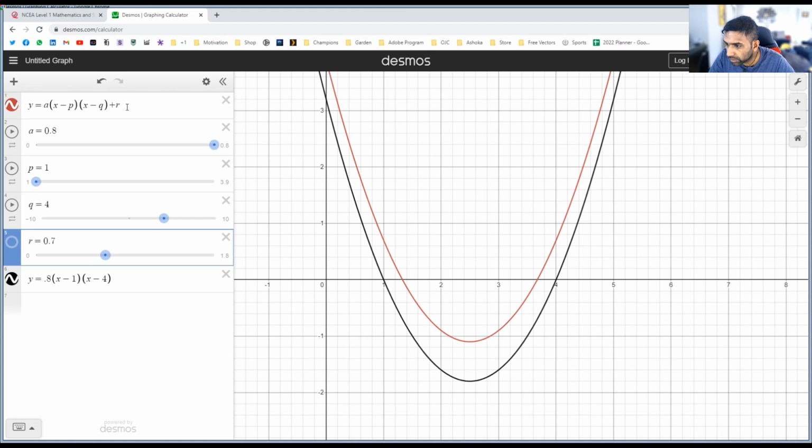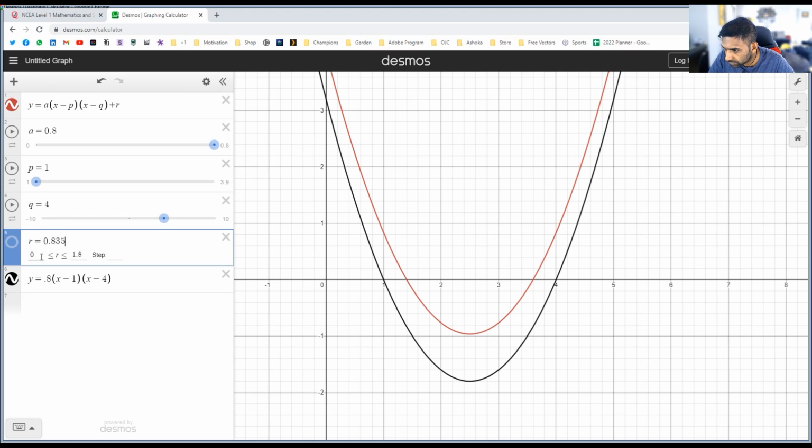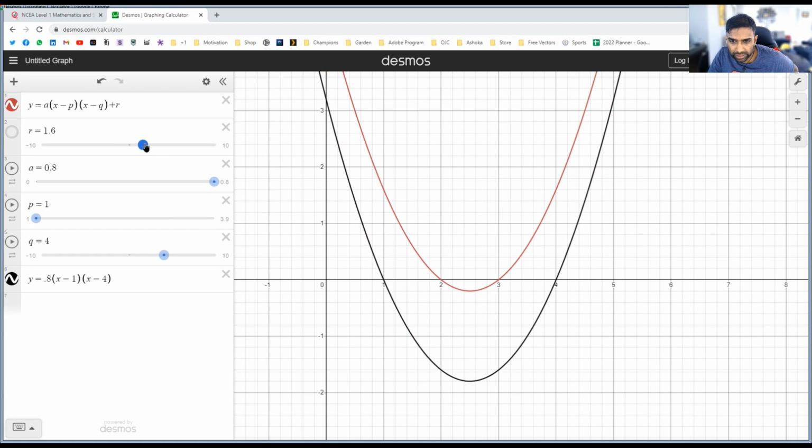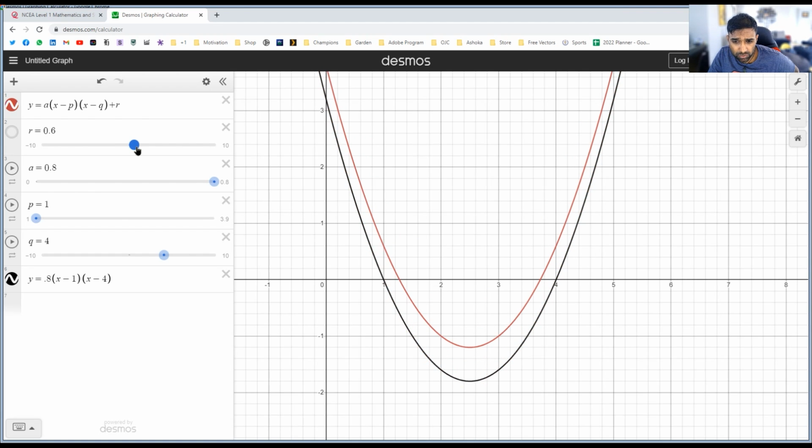Oh, hang on, where did it go? 0 and 1.8. Let me just figure out what happened here. No, it seems to be doing that. There we go. So you can see it, if it's less than 1.8, the depth of that hole is going to be a lot less as well.